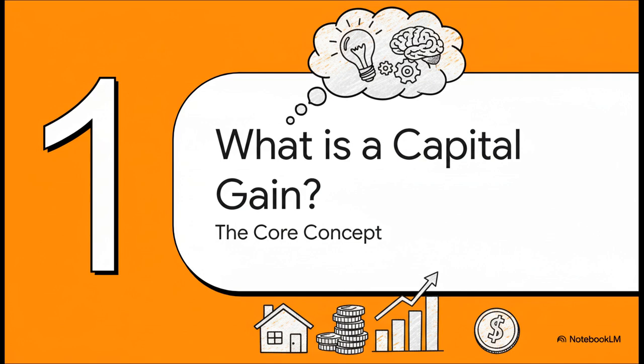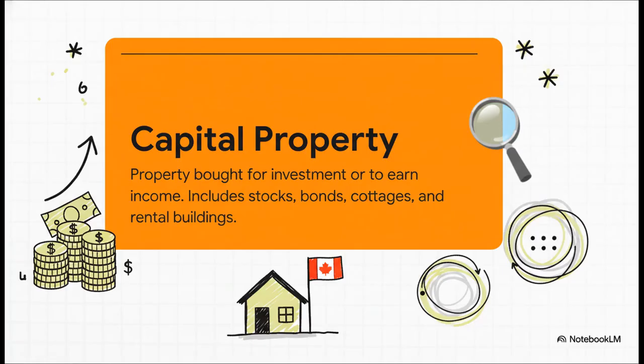Okay, first things first. Before we even get to the gain part, we need to understand what we're even talking about. It all starts with something the government calls capital property. This is the foundation for everything else. So what is capital property? It's basically anything you buy hoping to make money from it, either because it grows in value or because it generates income. The usual suspects: stocks, bonds, mutual funds, but also physical things like a rental property or a cottage that's not your main home. This is the bucket of stuff that can trigger a capital gain.